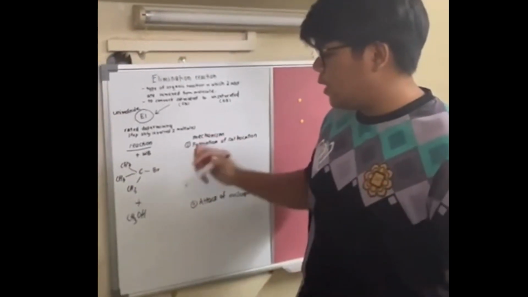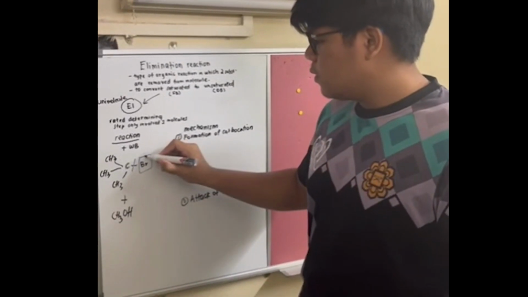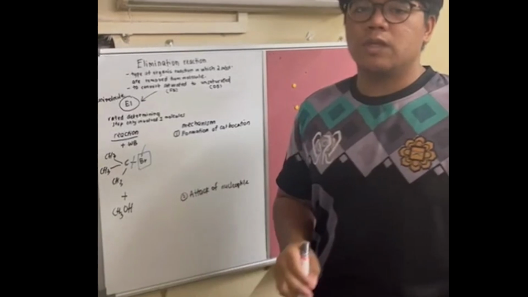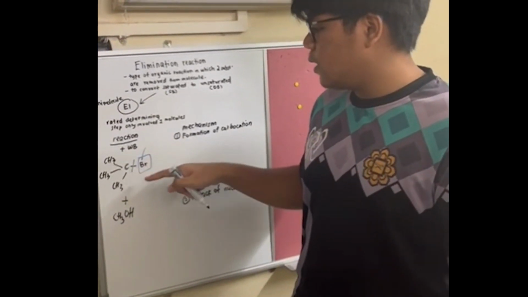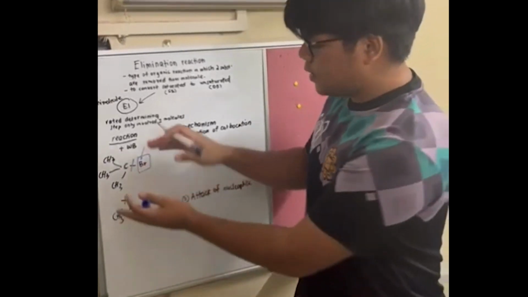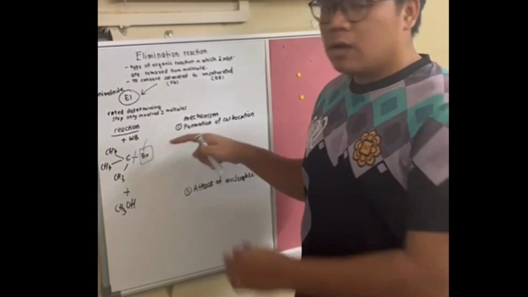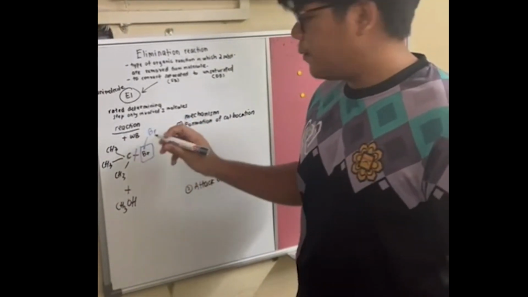The first step, we will eliminate our bromine. So why do we eliminate the bromine? Because bromine is more electronegative. So the bromine will leave this component, and it is called the leaving group. So our bromine will become bromide ion.